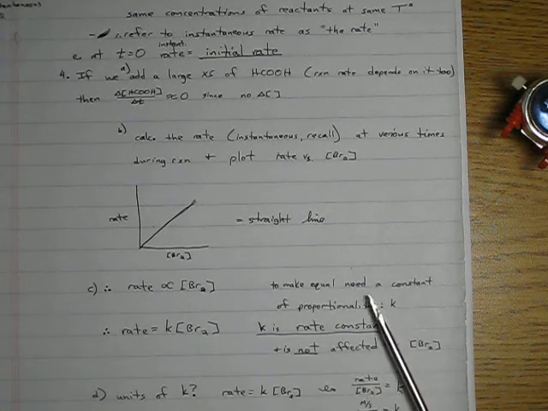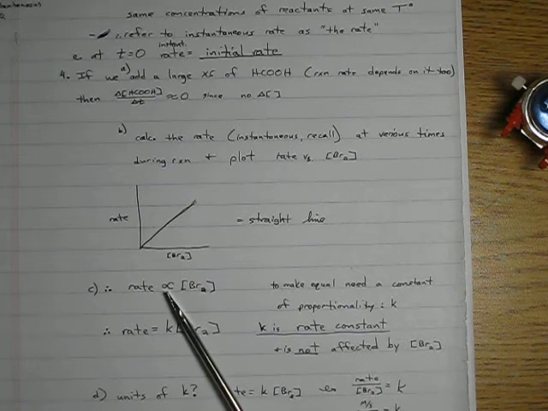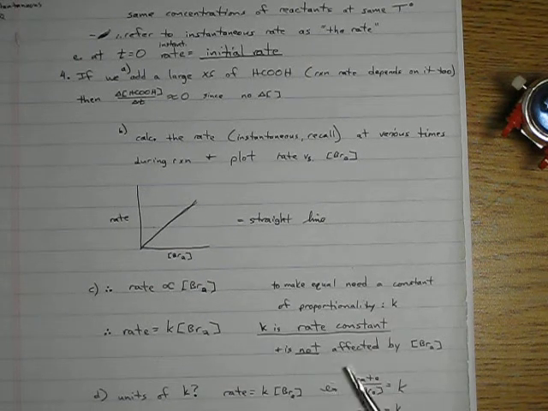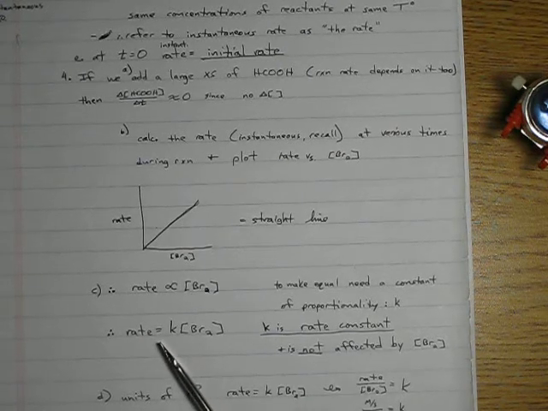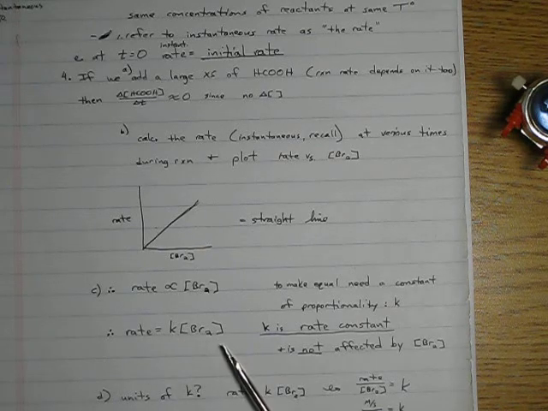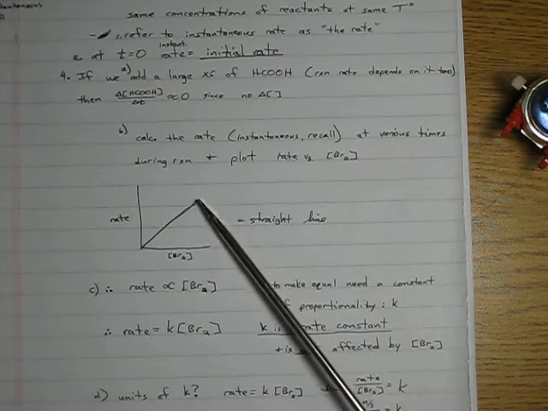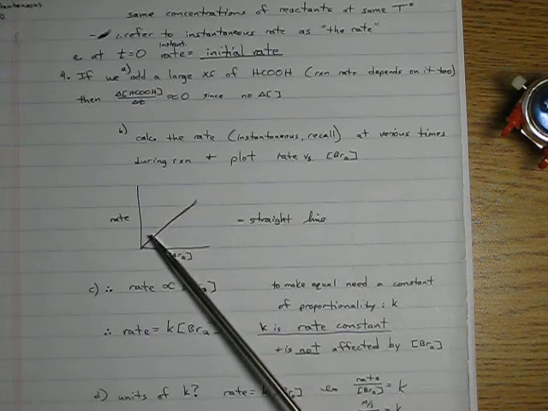Well, how does one make a proportion? How does one change a proportion sign into an equals? You have to add a constant. And so what we have here, the rate of our reaction is going to equal this constant, we call that the rate constant, times the concentration of Br2. Note, this rate constant is not affected by Br2. Note, the rate constant is the slope of this line.